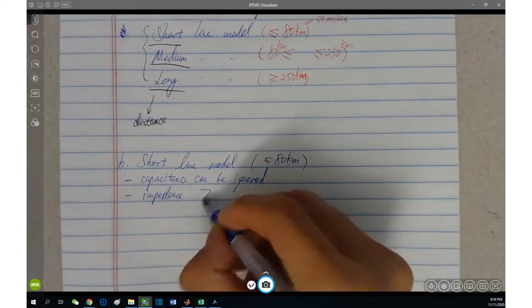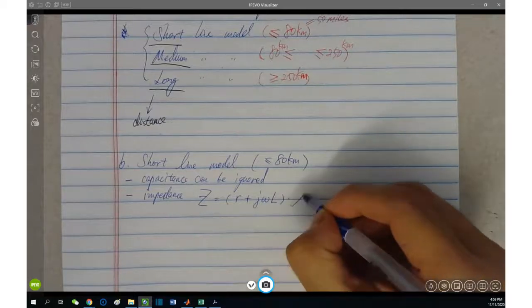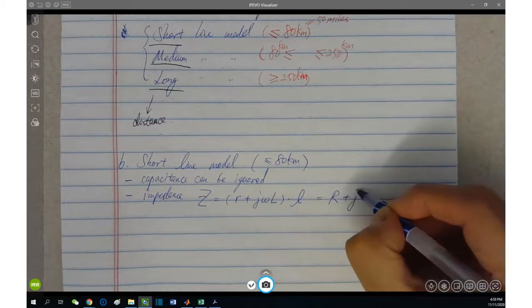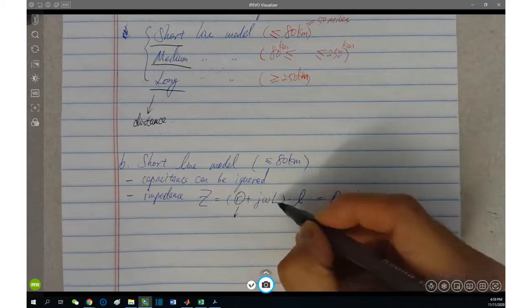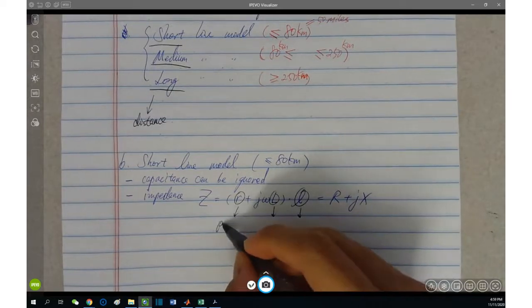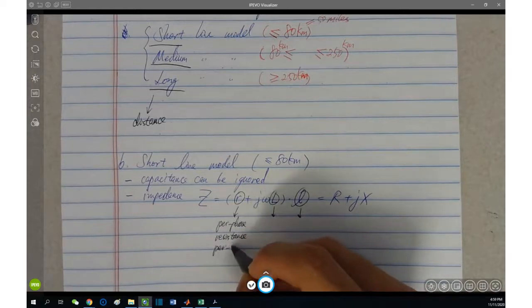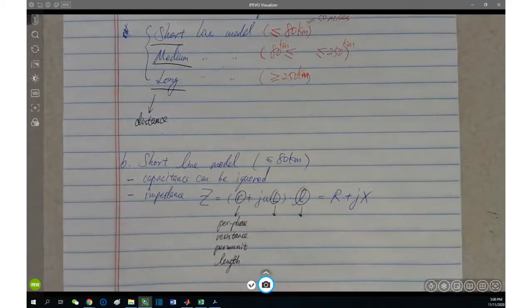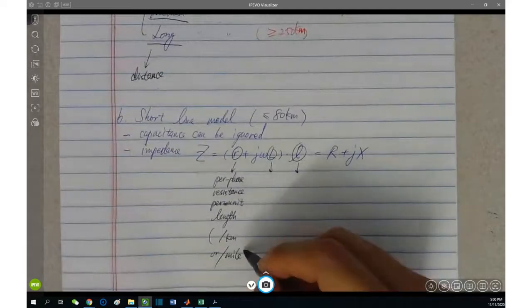So impedance Z is like this. And the total, of course, is an impedance, right? This is R plus jX. And here you need to be very careful. This R, this L, and this l are respectively what? This R is the resistance per phase, okay, per phase resistance. It's not per unit value, okay? Not necessarily per unit value, it's per unit length. Does it make sense? This is what I mean, okay? Per unit length.